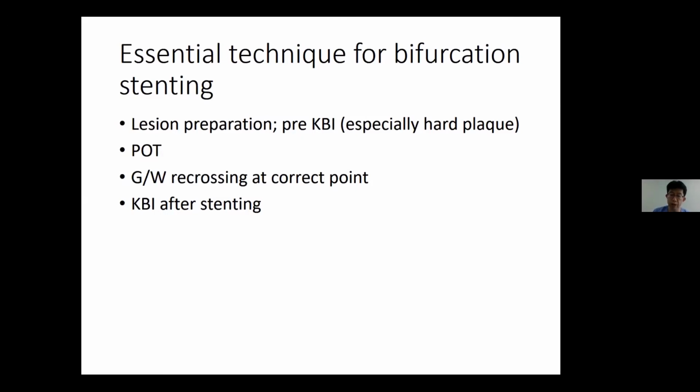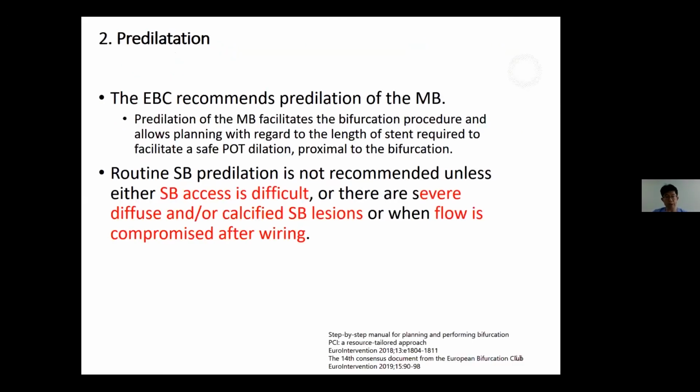KBI after stenting. So predilatation. The EBC, European Bifurcation Club, recommends predilatation of only the main branch. Routine side branch predilatation is not recommended unless side branch access is difficult, there is a severe diffuse and calcified lesion, or the flow is compromised after wiring. In that situation, side branch predilatation is needed.